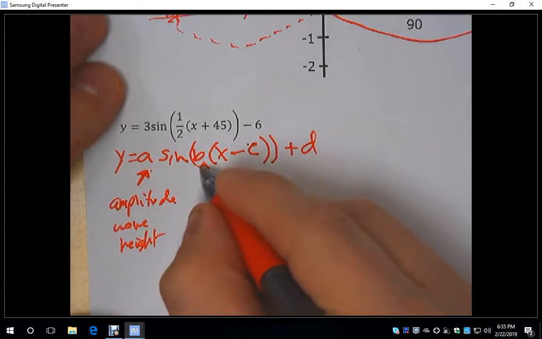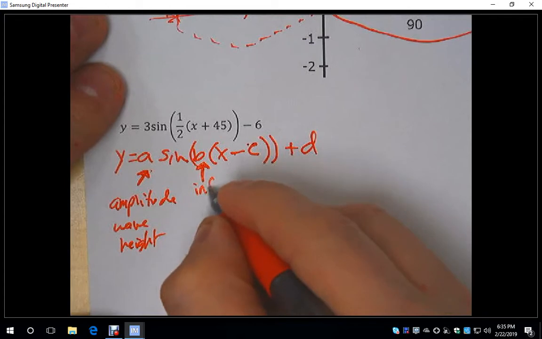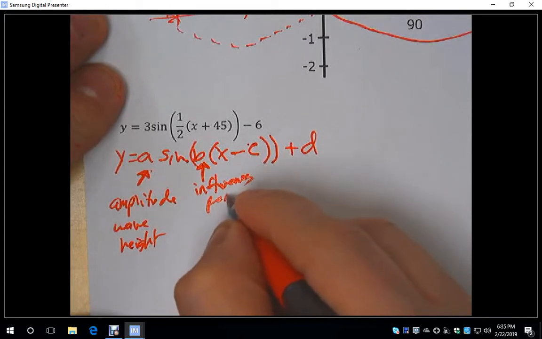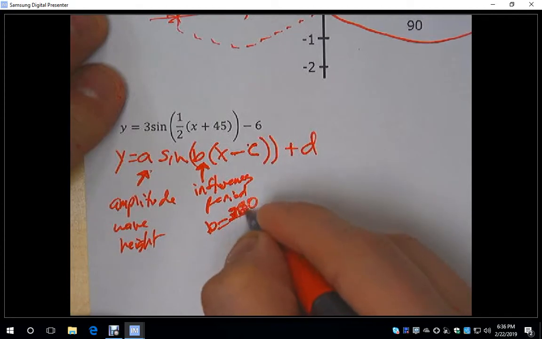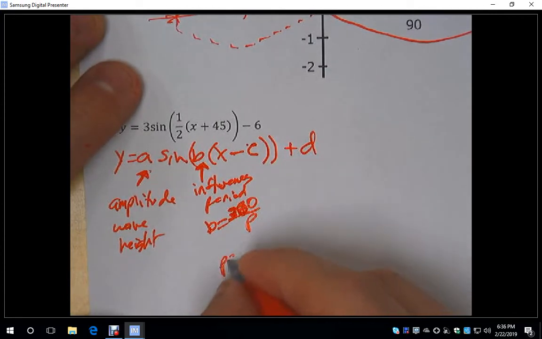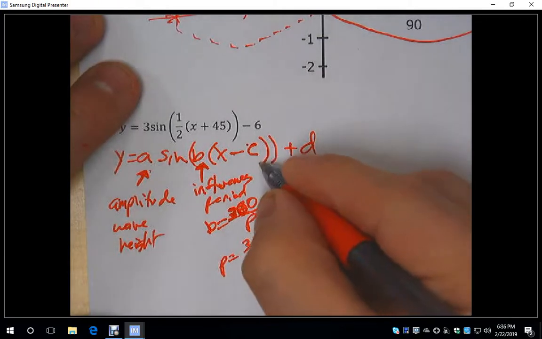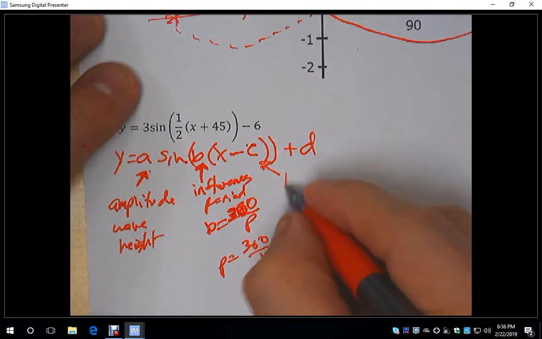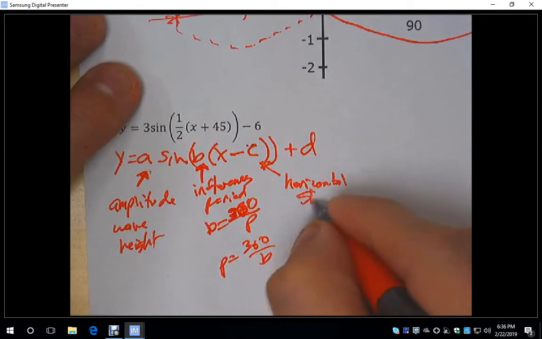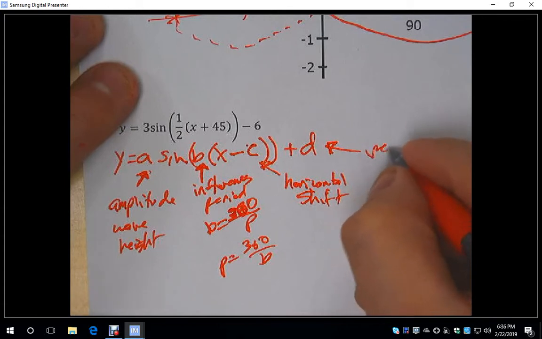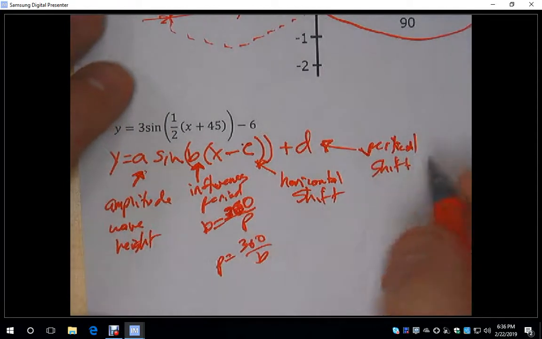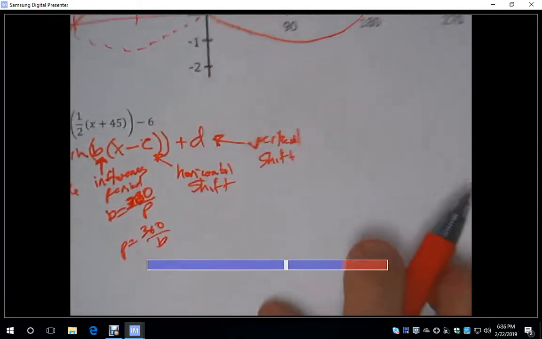This b value influences the period. And our equation is b equals 360 over p, or p equals 360 over b. The c is my horizontal shift. And the d is my vertical shift. This looks very sloppy. But anyway, let's go ahead and graph this.